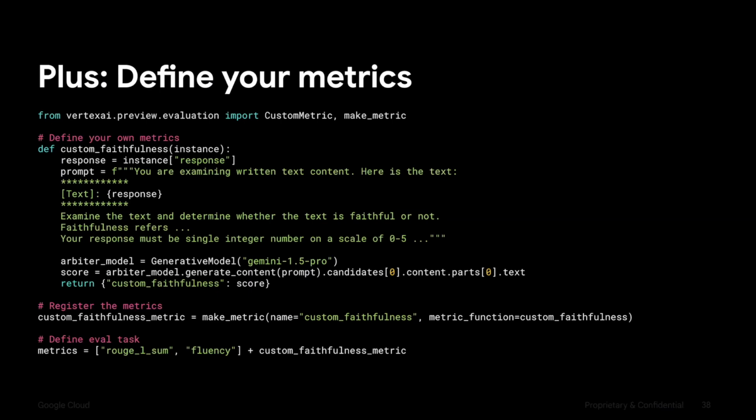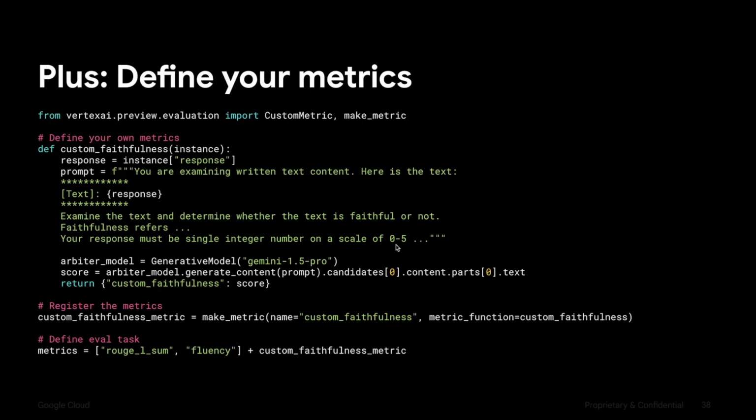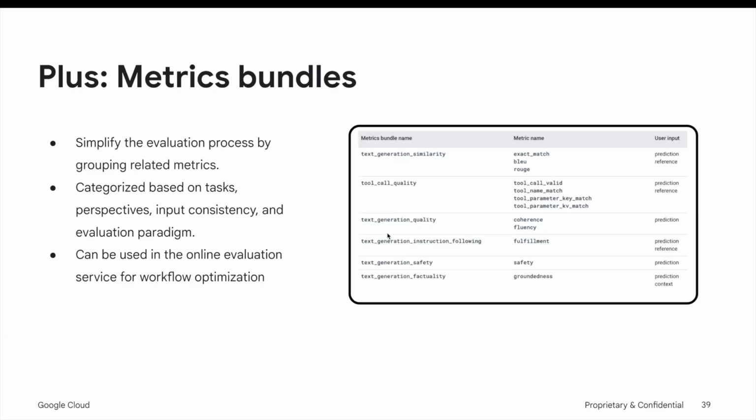This is the cool part, in my opinion, where you can write your own custom metric. Let's say you work in an industry where none of the metrics that we provide out of the box make sense. No worries, you can write your own metric: what that metric is, the different scoring scales from 0 to 5, and a detailed explanation of what 1 means, what 2 means, what 3 means. Then you register that metric, and you can run it within this. Yeah, we do provide some metric bundles as well.